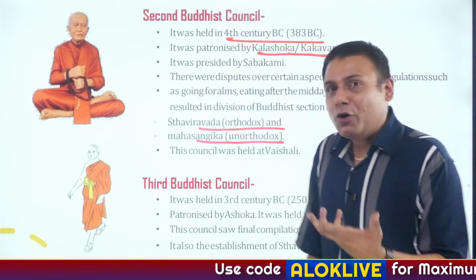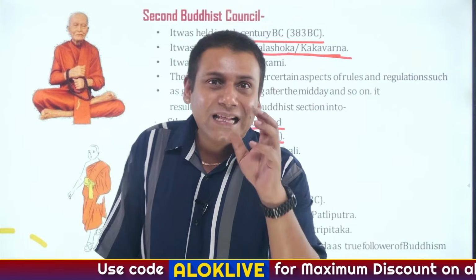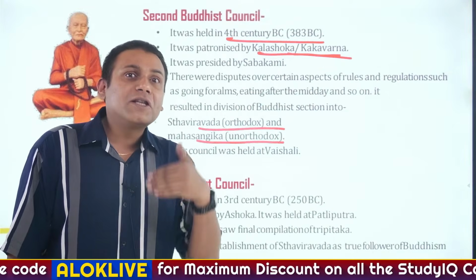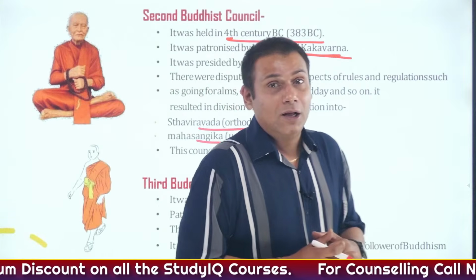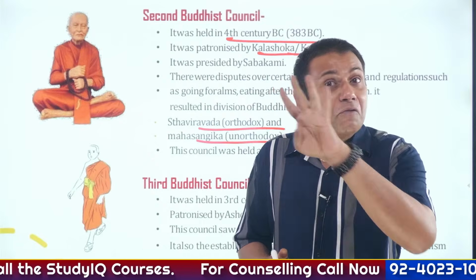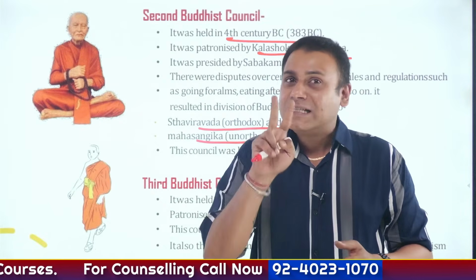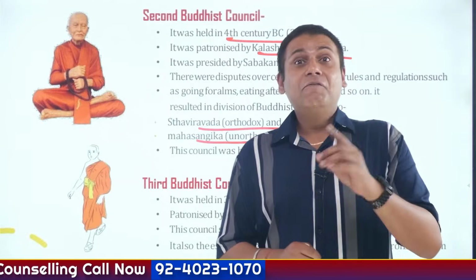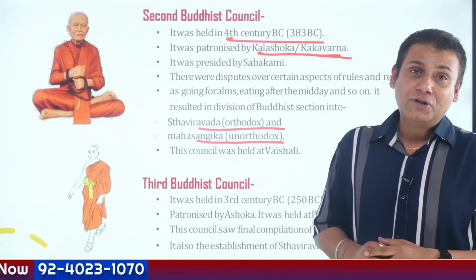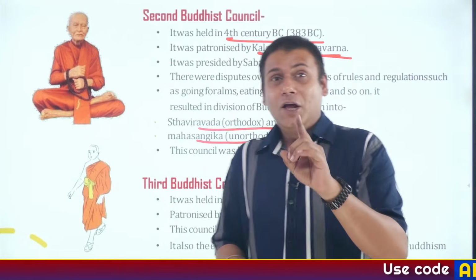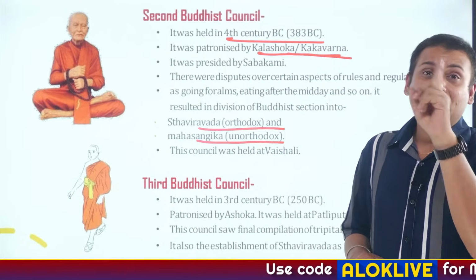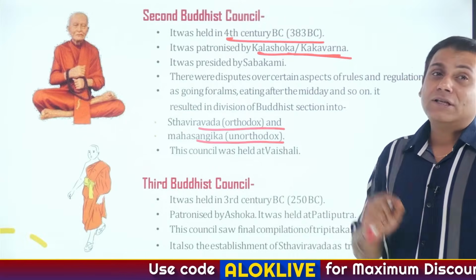Now the very basic question arises: if a question is asked in the examination, the process of schism in Buddhism began in which Buddhist council? So here the answer is not the fourth Buddhist council, the answer is the second Buddhist council. In fact, in the fourth Buddhist council, you can observe that Buddhism was divided into two important parts. Okay? So the initiation of the process began during the second Buddhist council.